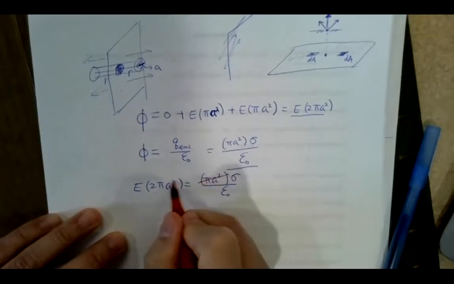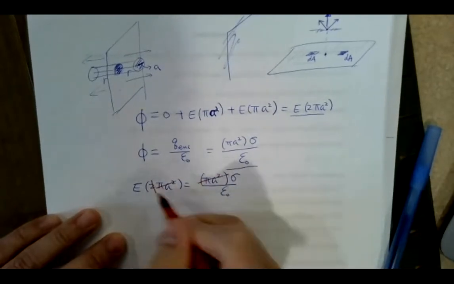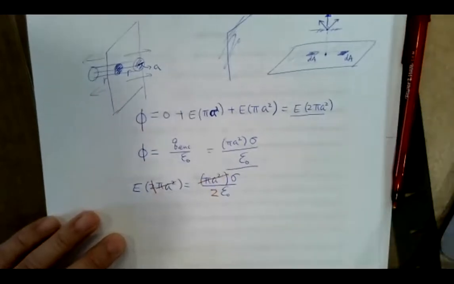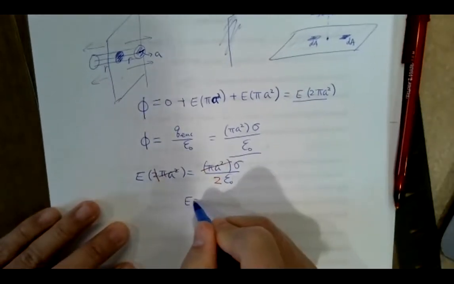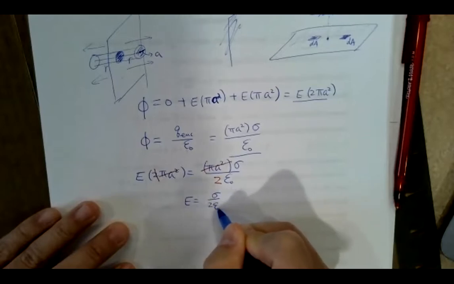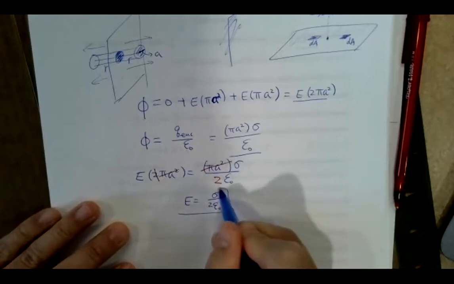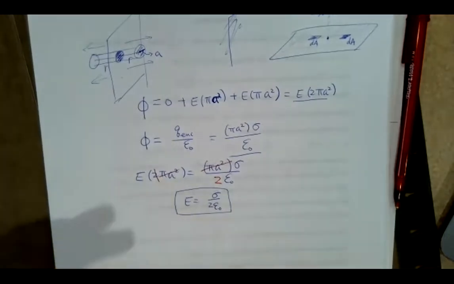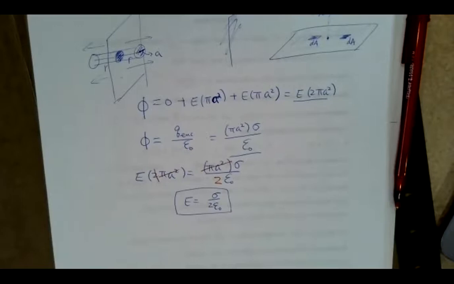The pi A squared and pi A squared cancel out, so the 2 goes down there. You'll see that the E field is then equal to sigma divided by 2 epsilon naught. So that's for an infinitely large sheet of charge distribution. In this case, again, you can see the electric field doesn't depend on the distance you are away from the sheet. That means the electric field is uniform on either side of the sheet.